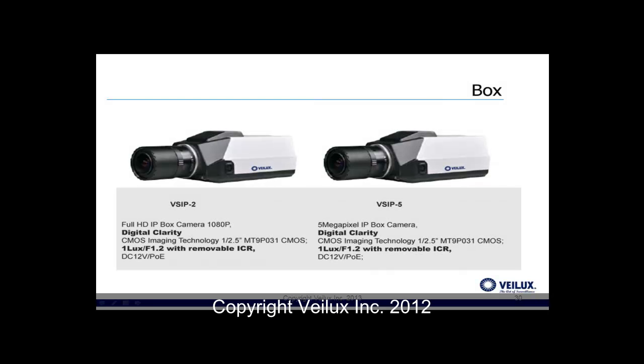The Veilux box camera. We have two box cameras. We have the V.S. IP-2. It's a full HD IP box camera, 1080p. Digitally clarified CMOS image technology, 1 lux, with removable IR cut filter, 12 volt DC or PoE. The V.S. IP-5, the 5 megapixel IP box camera. Digitally clarified CMOS image technology, 1.2 lux, with removable IR cut filter, 12 volt DC or PoE.